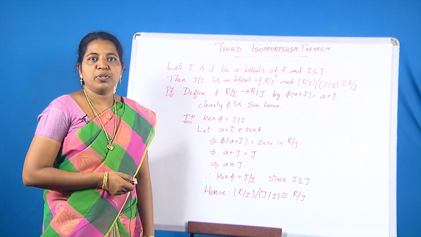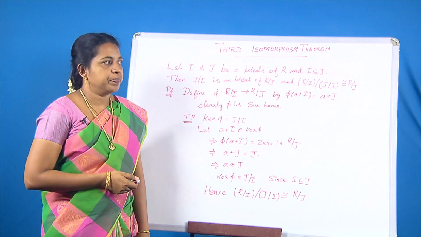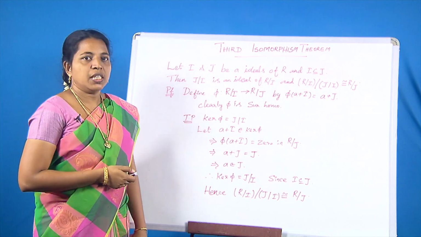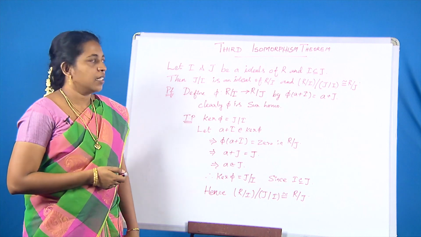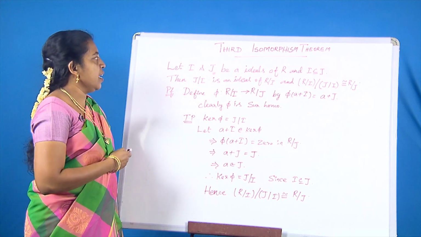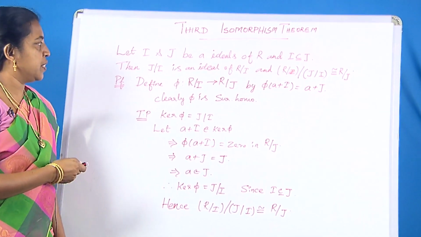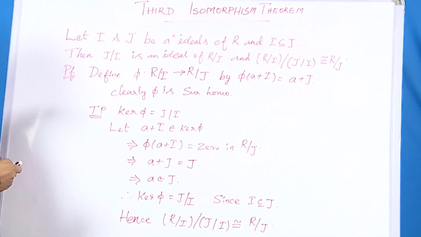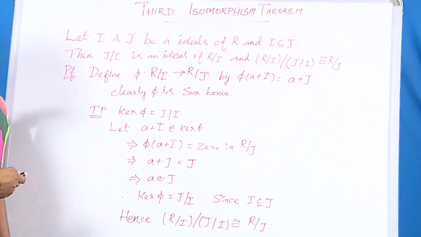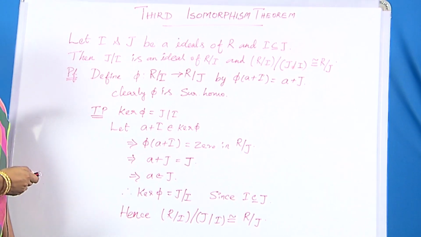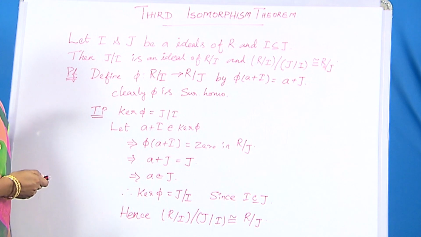Next, we are going to prove the third isomorphism theorem. The statement of the third isomorphism theorem is: let I and J be ideals of R and I a subset of J. Then J by I is an ideal of R by I and (R by I) by (J by I) is isomorphic to R by J.